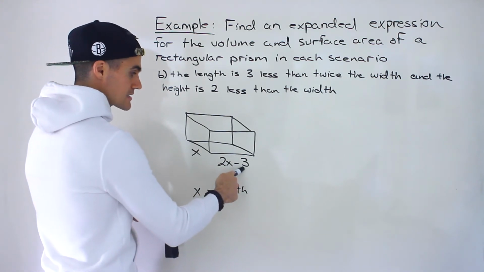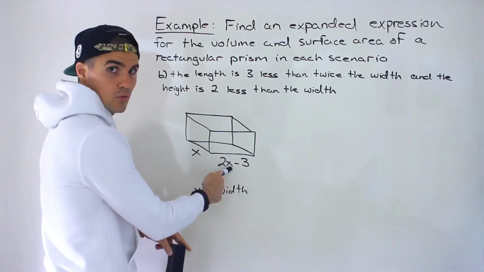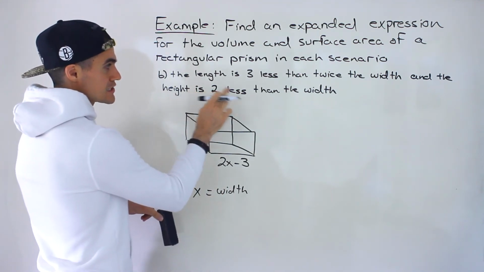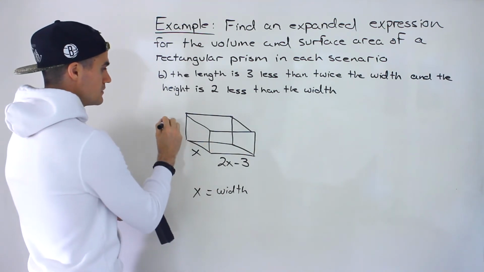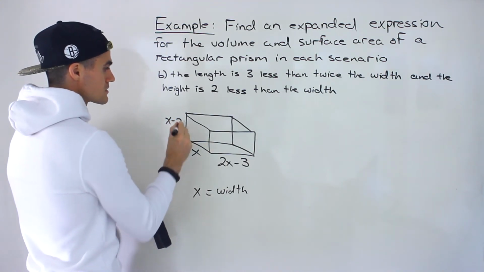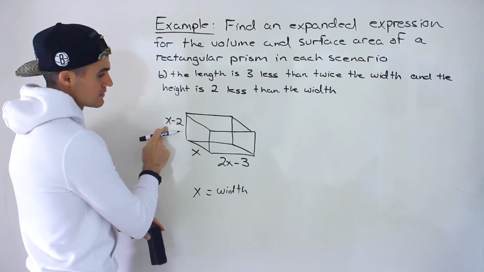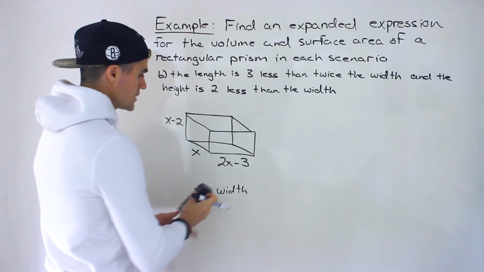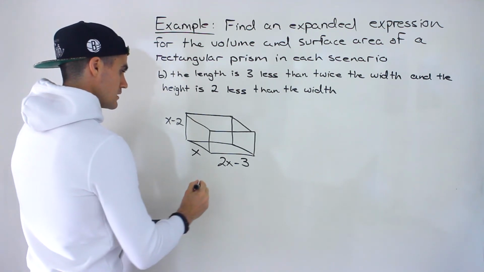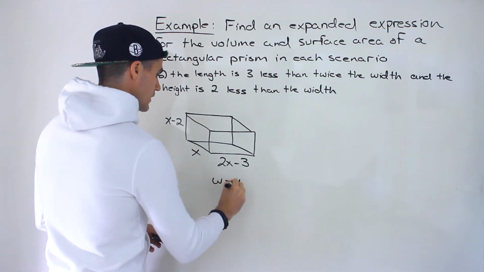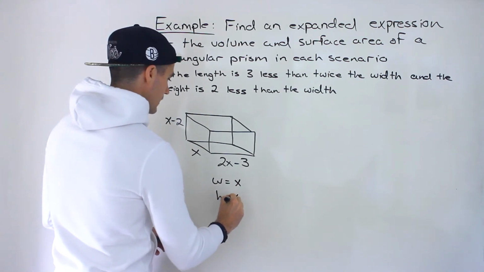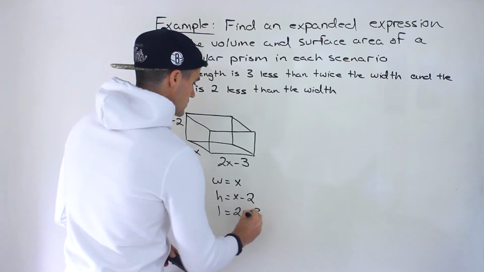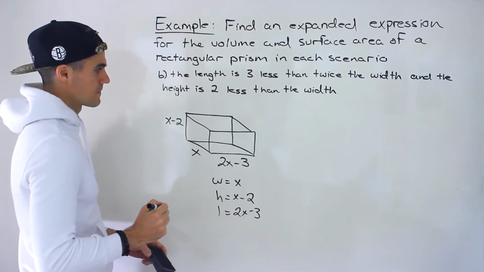3 less than twice the width, right? You got to read these very carefully. And then the height is 2 less than the width. That one's easy. It's just going to be the width minus 2, right? 2 less than the width right there. And then we have our dimensions, right? So in this case, we got the width equaling x, we got the height equaling x minus 2, and then we have the length, which is 2x minus 3, like that.